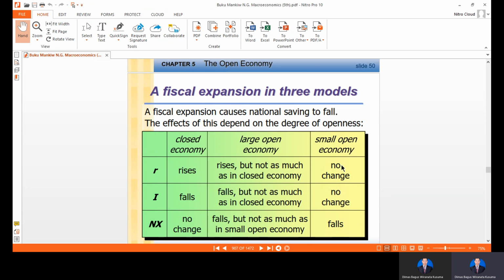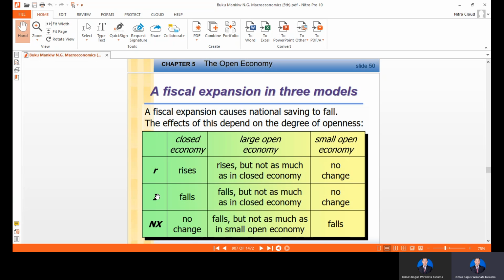Why does it happen? Because a closed economy doesn't have the impact or shock from foreign countries. They are independent in managing the economy. But in a large open economy R rises, but not as much, because a large open economy has a huge value of saving. In the small open economy, there is almost no change of the interest rate, because the small open economy is just a follower, and it is counted as a small value.